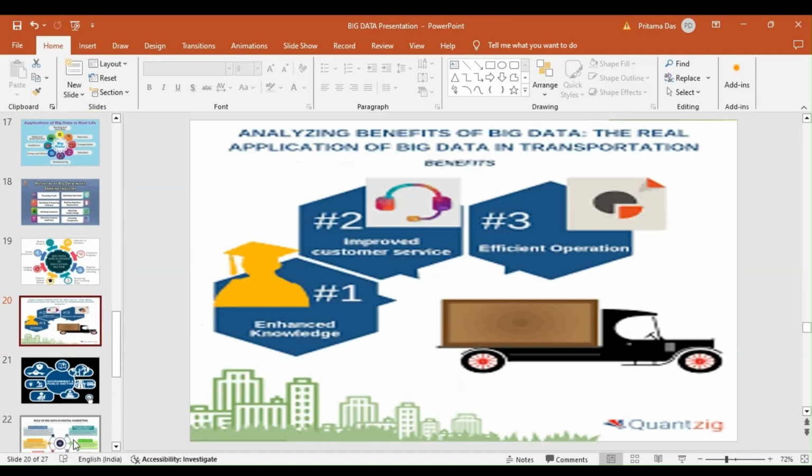So, next one is how big data works on transportation. Big data is revolutionizing the transportation industry by optimizing routes, managing traffic, and improving overall efficiency. It enables real time monitoring of vehicles, traffic patterns, and infrastructure. This data driven approach helps enhance safety, reduce congestion, and improve transportation planning. Additionally, big data is instrumental in the development of smart transportation systems and the advancement of autonomous vehicles.